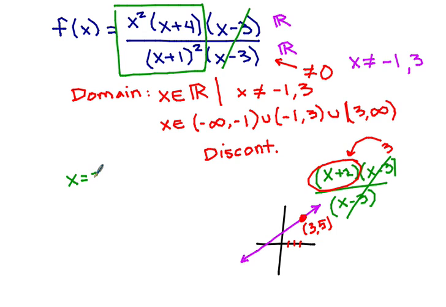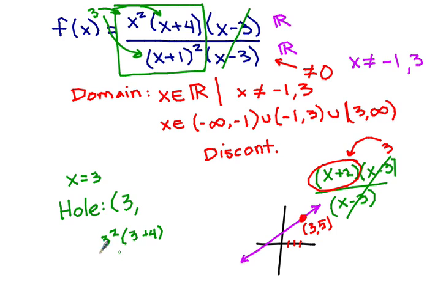And so how can I figure out where this hole actually exists? We're going to plug it in. Okay. So my hole is going to be at the coordinate point 3, something. In order to figure out where that goes, we'll substitute 3 in for all of our x values. Okay. And so as we do that, we see we get 3 squared times 3 plus 4 divided by 3 plus 1, that quantity squared.